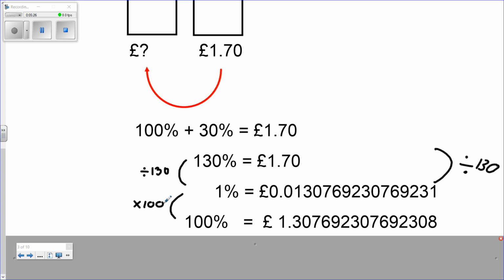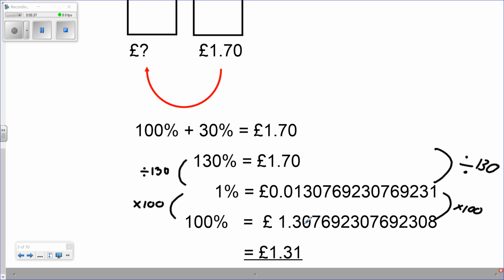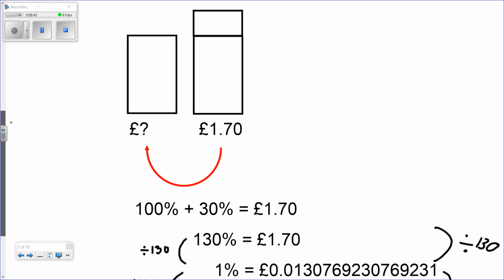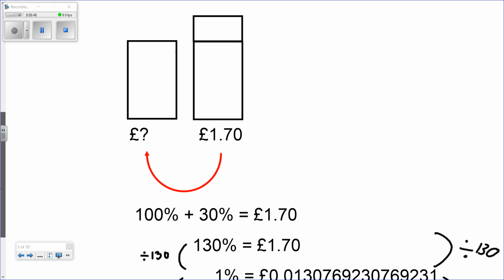So now I know 100% is £1. And then I've got a big decimal, so now I need to round it. Because it's money, if I rounded it to 2 decimal places, it would be £1.31. So 100% value is £1.31. That means that this little bag here, 100% is worth £1.31.